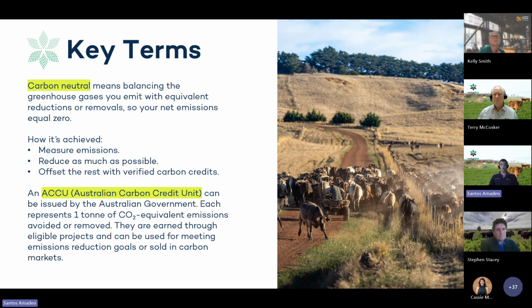Once you get an ACCU, you have the option of selling them, keeping them, or retiring them against your own carbon footprint. Terry will run us through these options later in the presentation.